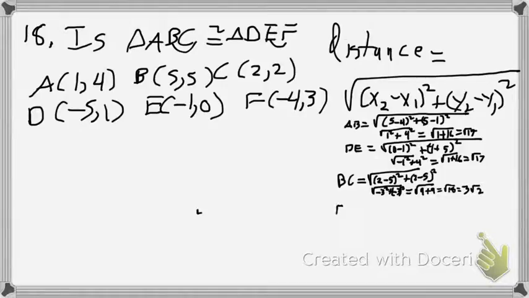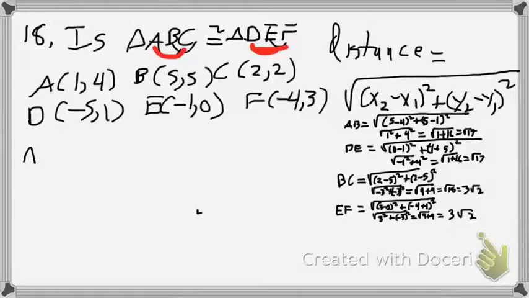Okay. So then we have EF, and we get the exact same thing, 3 square roots of 2. So here, check side, check side.